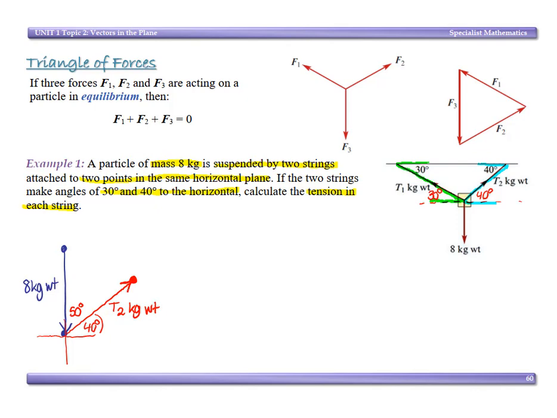And then we're going to draw our T1. Now we know they're in equilibrium, so we know this triangle is going to be closed. So there's my 30 degrees. This is my T1.